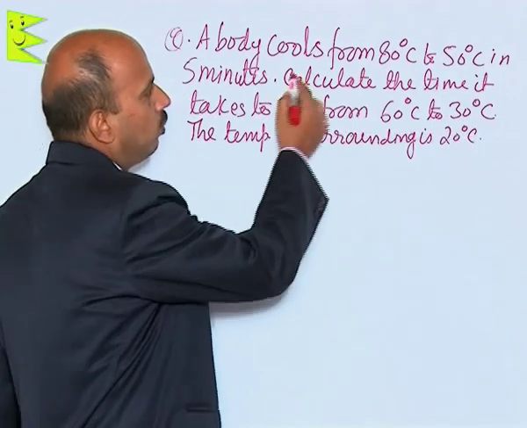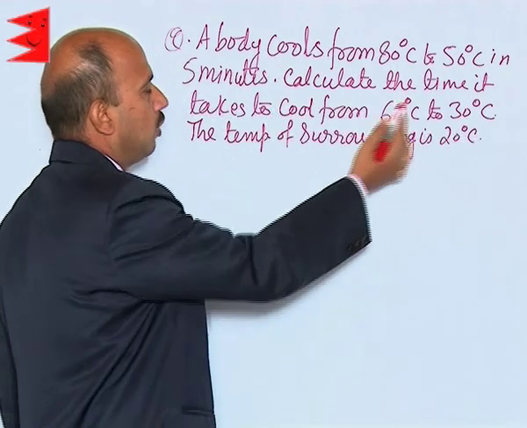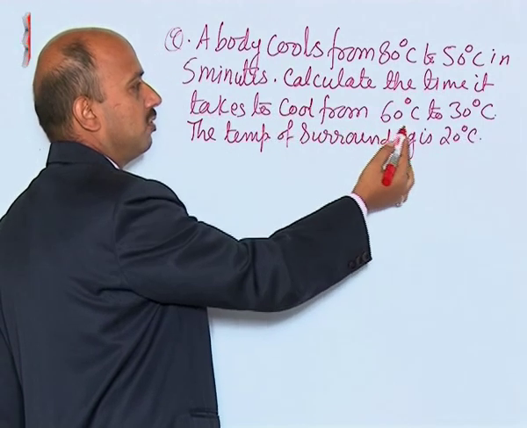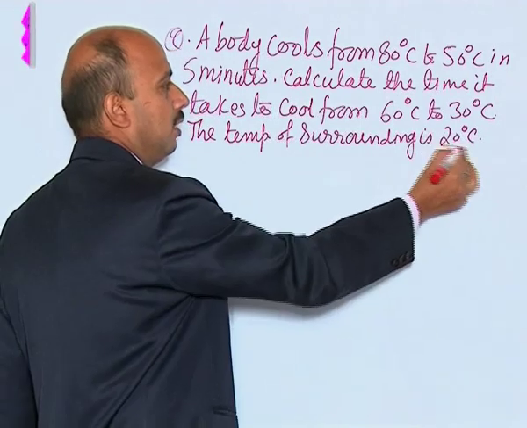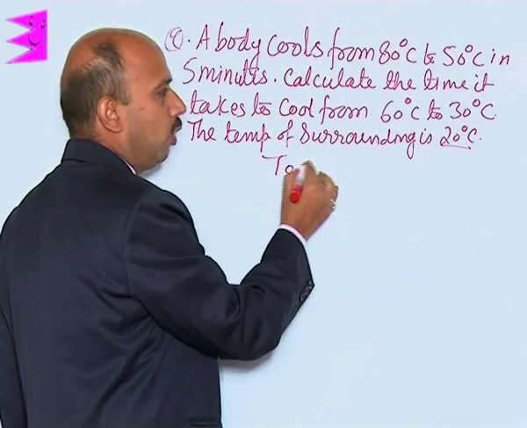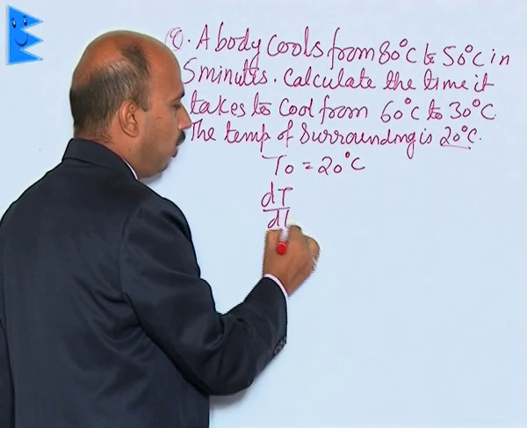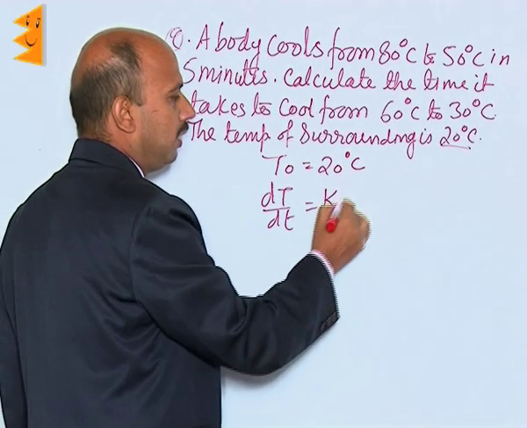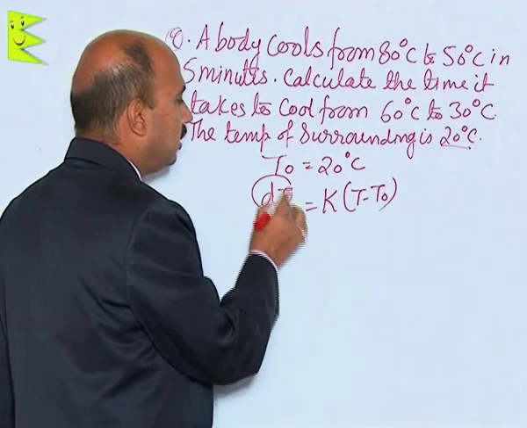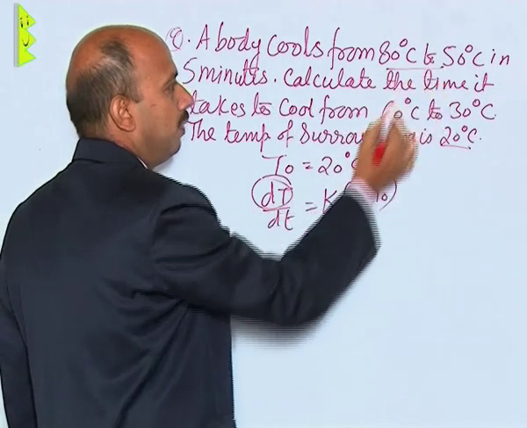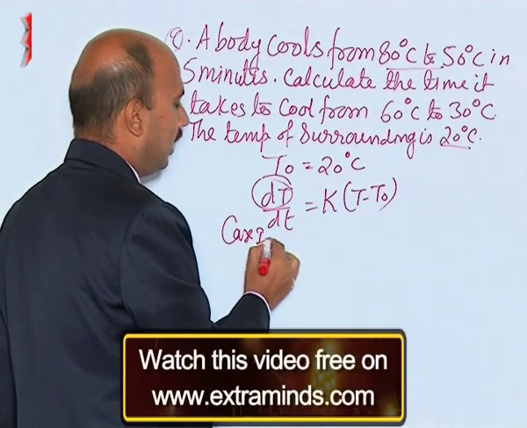Now see here, a body cools from 80 degree Celsius to 50 degree Celsius in 5 minutes. Calculate the time it takes to cool from 60 degree Celsius to 30 degree Celsius. The temperature of surrounding is 20 degree Celsius. So, you can write T naught is equal to 20 degree Celsius. You know this formula dT upon dt is equal to some constant into T minus T naught. Change in temperature, this dT can be written 80 to 50. I am taking the first condition, so that is case 1.